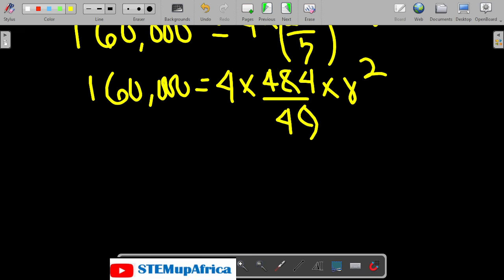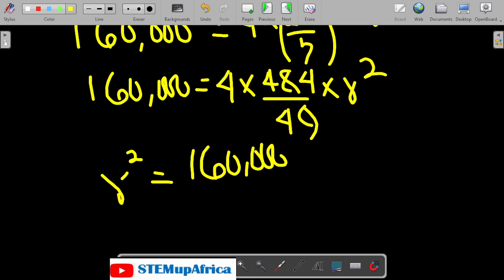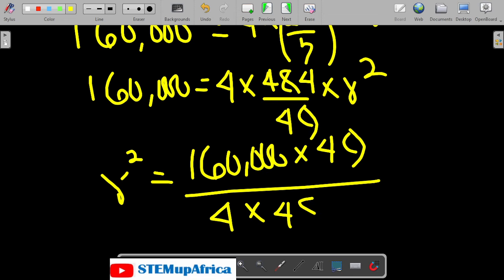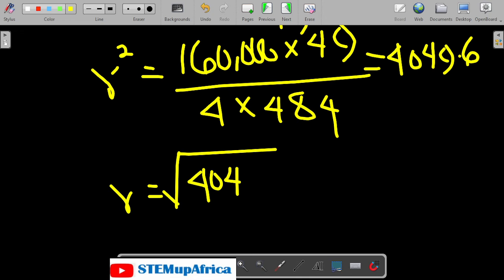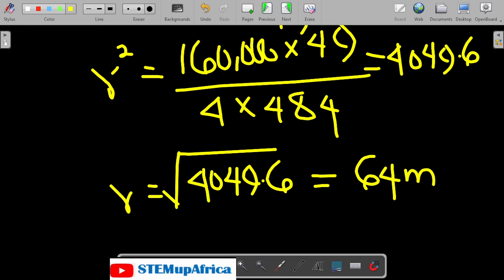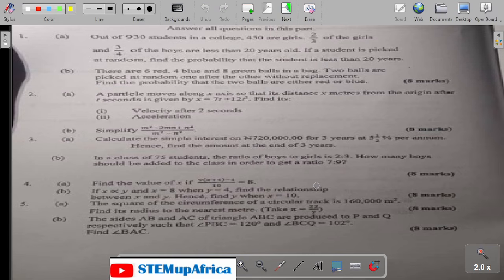So what are we having now? My r squared will be 160,000 times 49 over 4 times 484. That will give us 4049.6. So my r now is the square root of 4049.6. What are we having? Approximately 64 meters. That is the radius, because it says calculate the radius to the nearest meter, which is 64 meters.